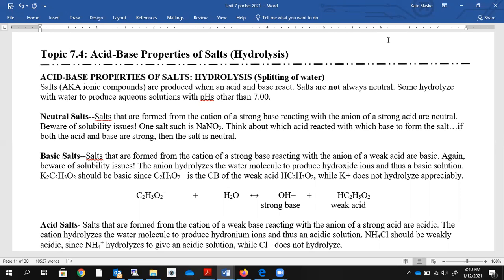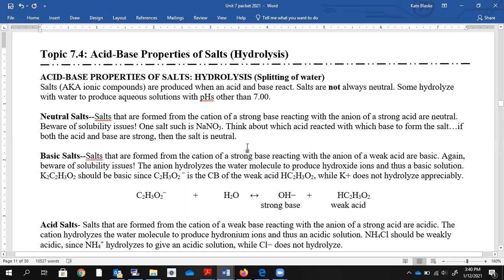So for example, we have some salts in the world that do not change the pH of water when it touches it. They're totally neutral. They do not change anything. One example here is sodium nitrate. So if I think about sodium nitrate, I need to think about which acid reacted with which base to form sodium nitrate. Where did that sodium come from? Where did that nitrate possibly come from to be able to form this substance?